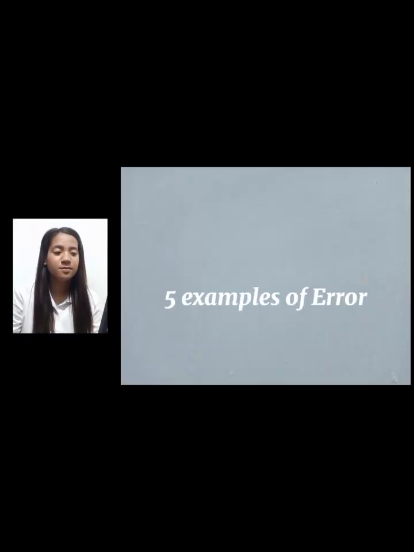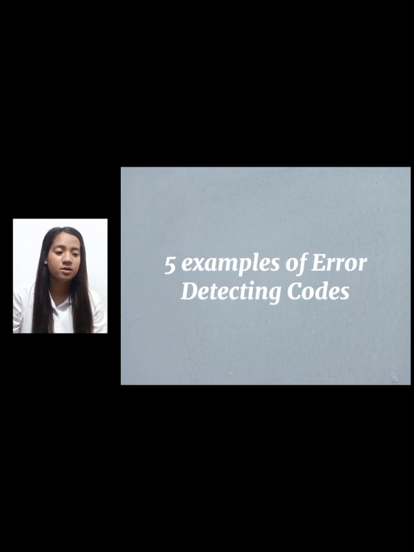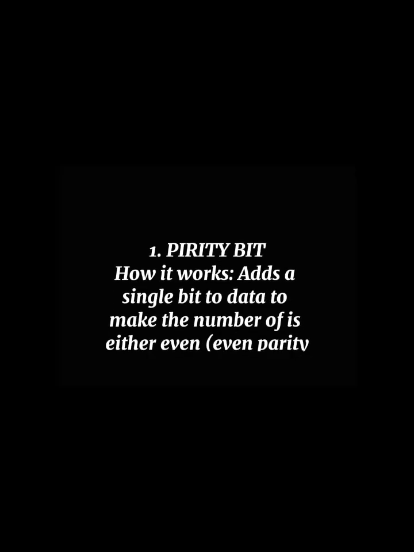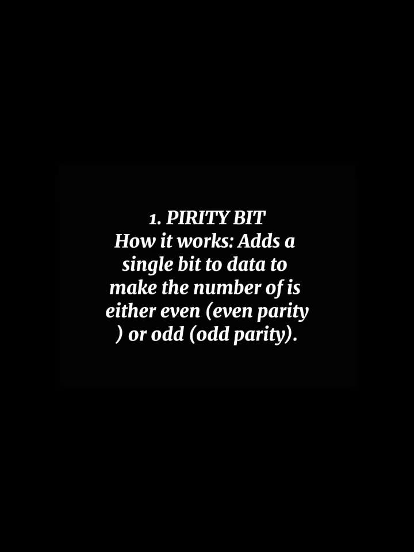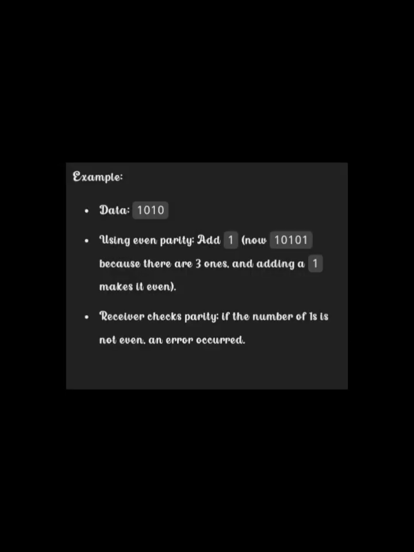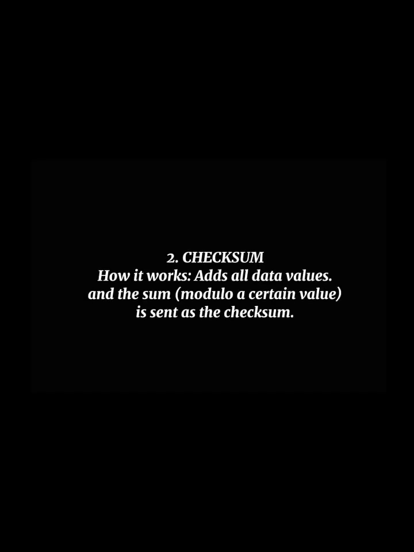Here are some examples of common error detecting. Parity bit. How it works? Adds a single bit to data to make the number of ones either even parity or odd parity. Please refer to the picture for the example. Next, checksum. How it works? Adds all data values and the sum is sent as the checksum. This is also the example.